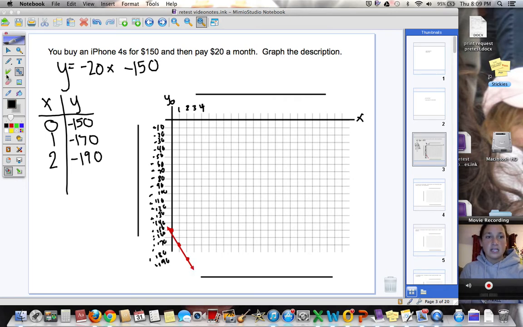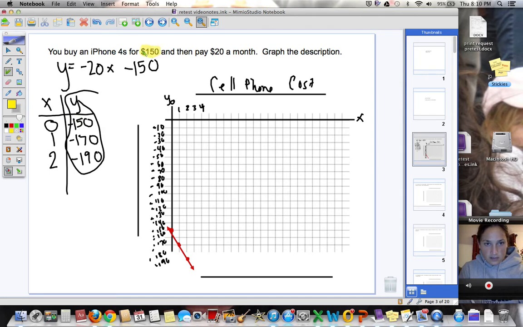Except I'm not done. I still need to title my graph. So the whole thing is about cell phone cost. Then I come over here and I actually look at these y's. I started with minus 150, then minus 170, then minus 190. If you're actually confused about this, go into the problem and look where it says that minus 150. Here is that 150. What's that thing that goes with that 150?